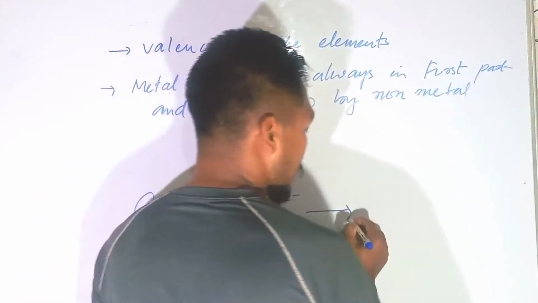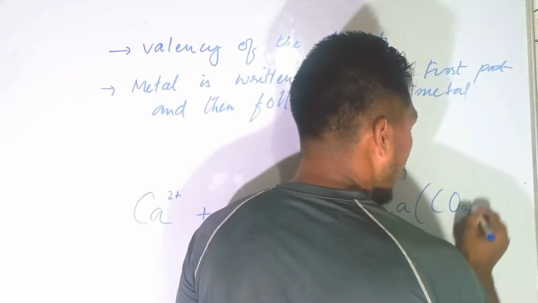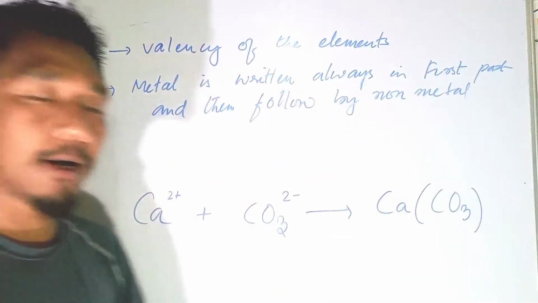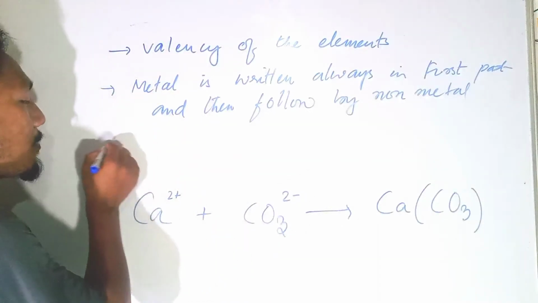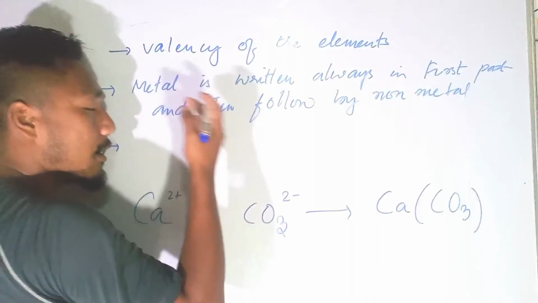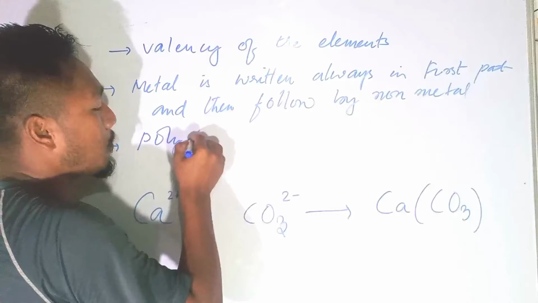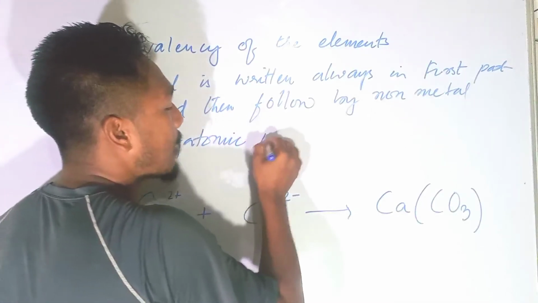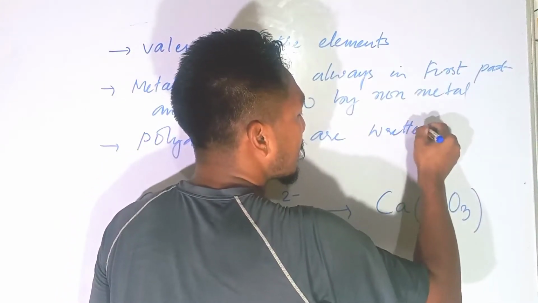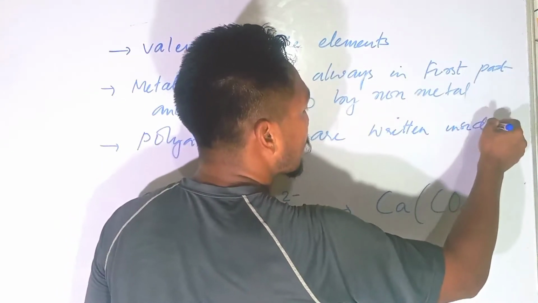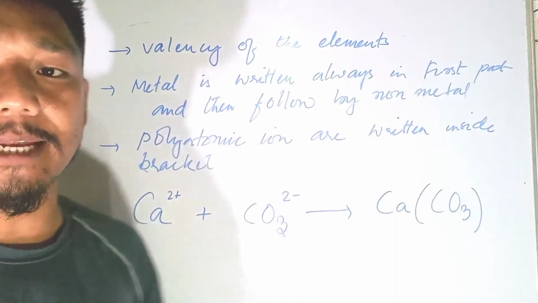So how do we write this type of element? We always write the polyatomic ion inside the bracket. Every time remember that polyatomic ions are always written inside the bracket.